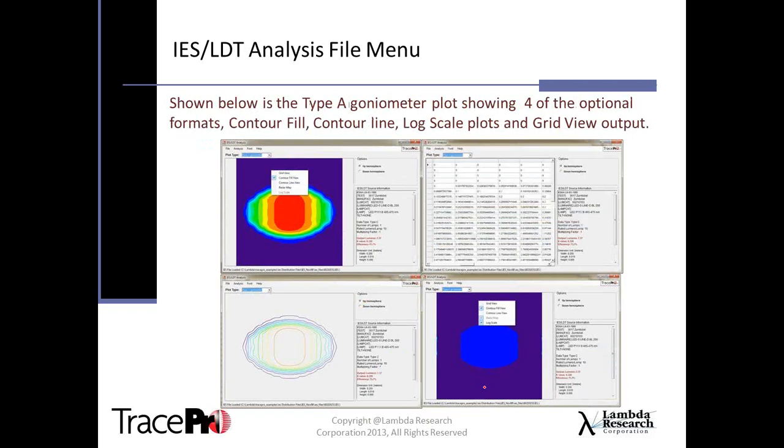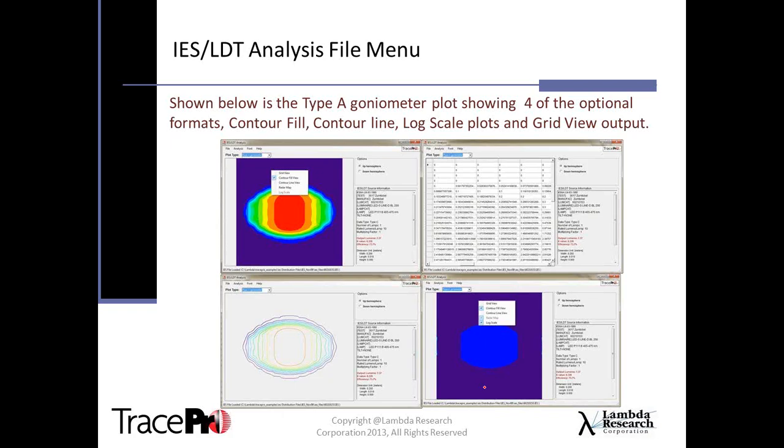Once you've brought the file in, you can switch between Type A, Type B, light distribution curves, and of course 3D polar view. And each one of these views allows you to take a look at several different types of output. In this case, I've selected the type A goniometer plot, and it has 4 different optional formats: contour fill, contour line, log scale plots, and grid view output.